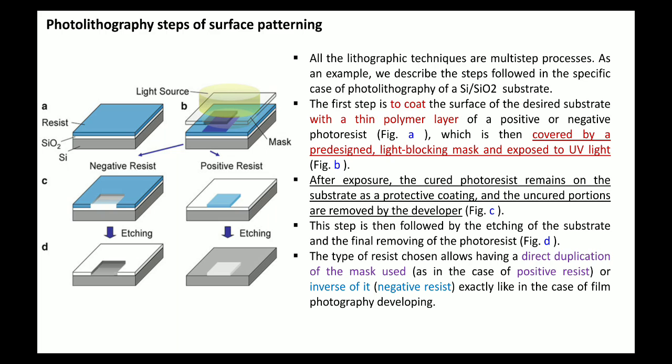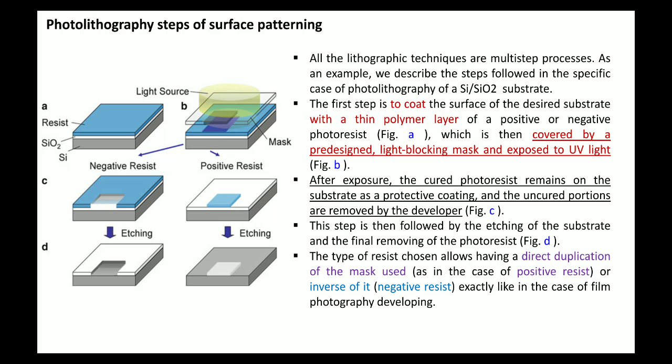As an example, we describe the steps followed in the specific case of photolithography of a SiO2 substrate. So as a standard, simple to understand, just as a representative, we are taking SiO2 as a substrate and we are trying to make the pattern of SiO2 on silicon. The first step is to coat the desired surface with a thin polymer layer of positive or negative photoresist.